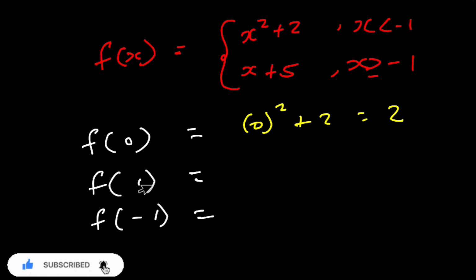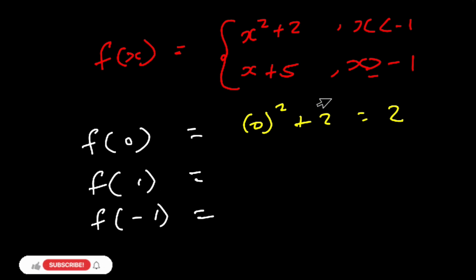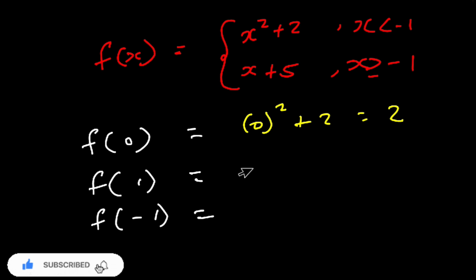So what about f of 1? I want to pause this video and try the rest of this question. So 1 falls within this range. x is greater than or equal to negative 1. So we're going to make use of this function, x plus 5. So we have 1 plus 5, replacing x with 1. This is equal to 6.